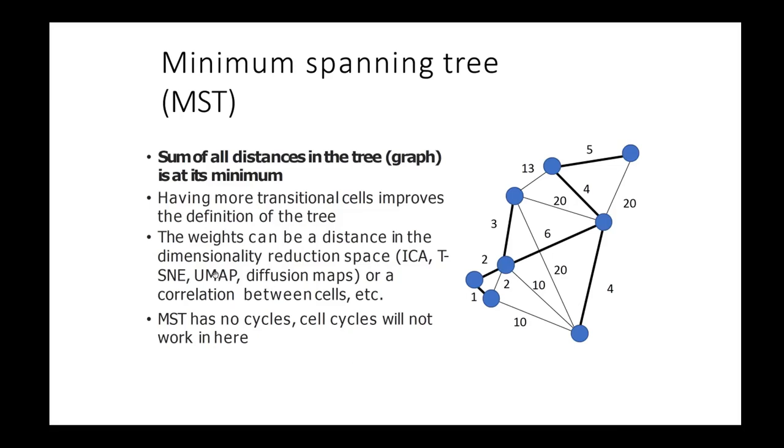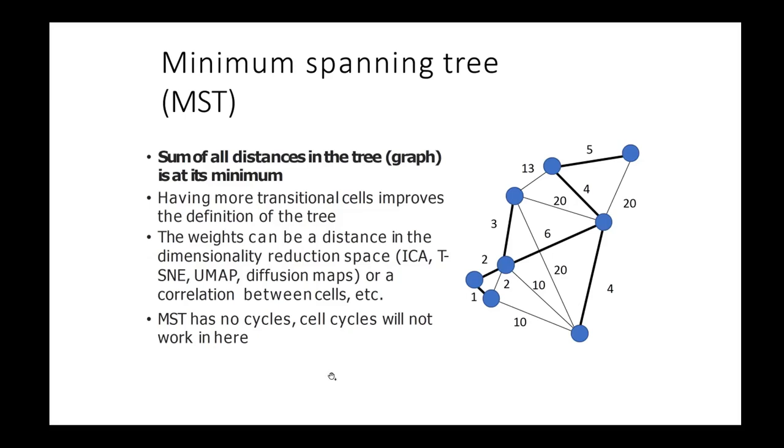And as I said, what could be different is the way you generate the graph, the way you generate the weights, and the weights can be, for instance, a distance in a dimensionality reduction space. This is sometimes happening. In a t-SNE space, for instance, it happens as well. And you can also have just correlation between cells, so this would be a correlation score. And you can have, as I said, for instance, the number of shared neighbors, etc., etc.